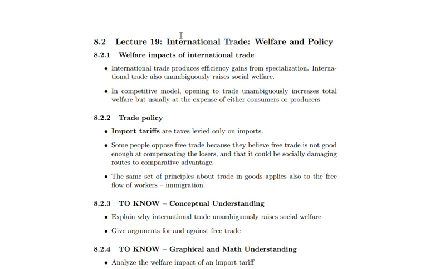so let's talk about international trade, welfare, and policy. The welfare impacts of international trade. International trade produces efficient gains from specialization. International trade also unambiguously raises social welfare. In the competitive model, openness to trade unambiguously increases total welfare, but usually at the expense of either consumers or producers.